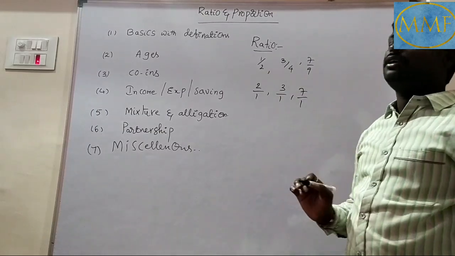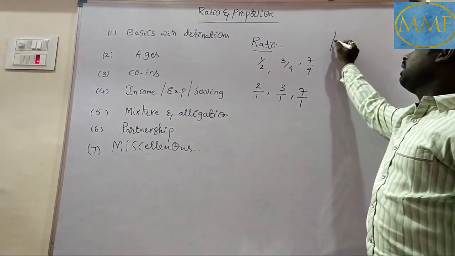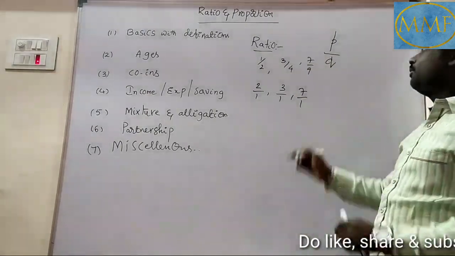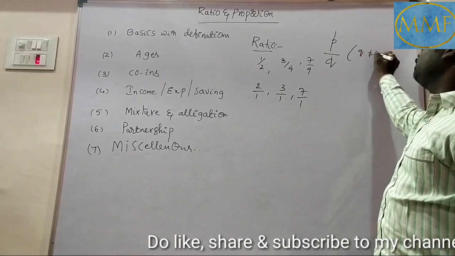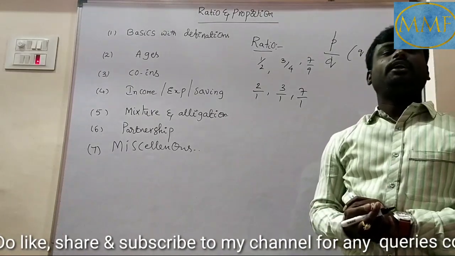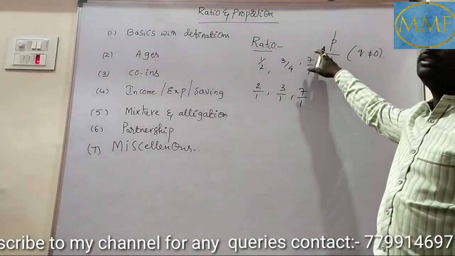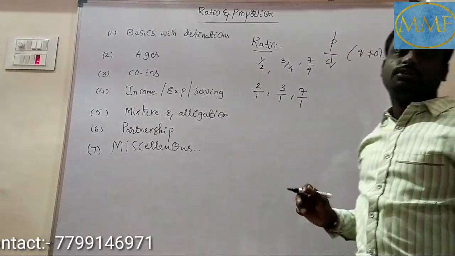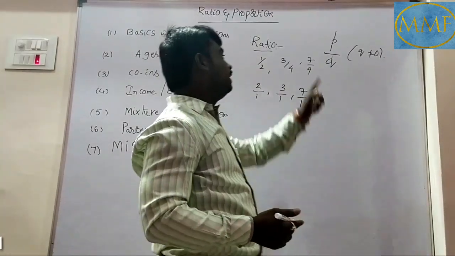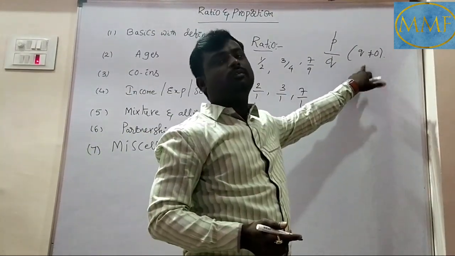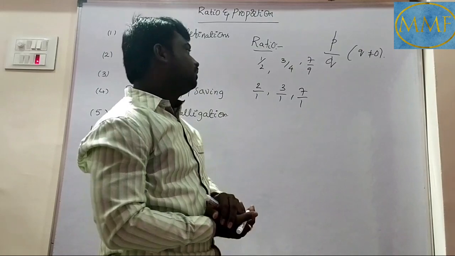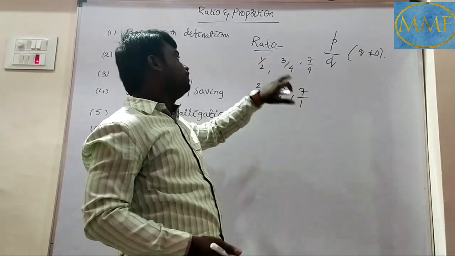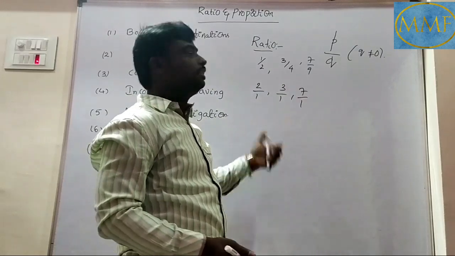What is the definition of a ratio? Any number or fraction that can be represented in the form of p/q, where q is not equal to 0, is called a ratio. If q is equal to 0, then what happens? It will become undefined. So that's why q is always not equal to 0. All these are rational numbers: 1/2, 3/4, 7/9, etc.